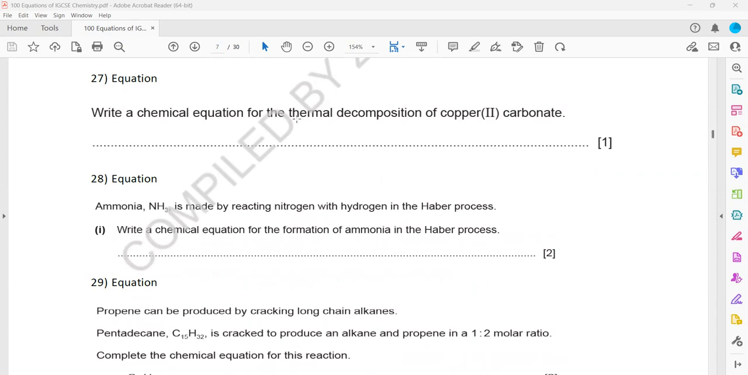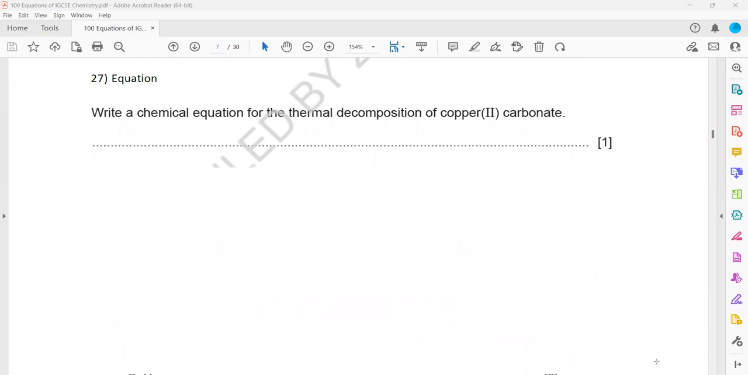27, write a chemical equation for thermal decomposition of copper carbonate. If you decompose copper carbonate, what will be the product? You can use your mic, chat, screen annotation to answer. The thermal decomposition of copper carbonate. So first, writing a correct formula, copper(II) means copper valency is +2 and carbonate is CO3 2-. So copper carbonate will be CuCO3.